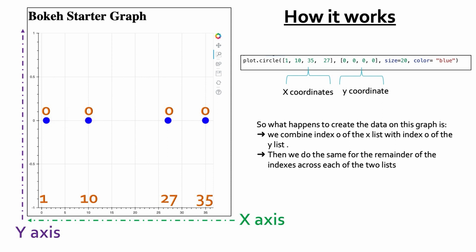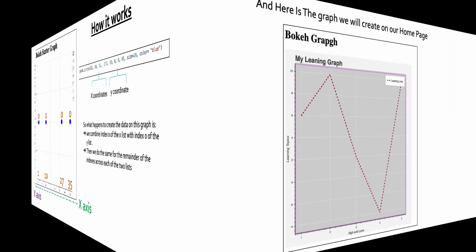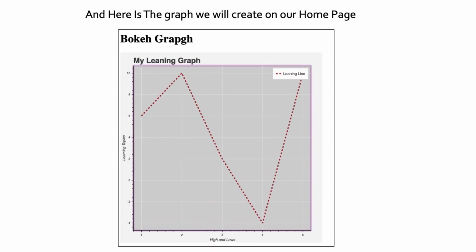Then we do the same with the remainder. The second index, which is index 1 in x, combines with the second index in y, and we get 10, 0. We do the same with the third position, 27, 0, and 35, 0. That's how these things get plotted. Hopefully that makes sense. Okay, and here is the next graph that we're going to create.